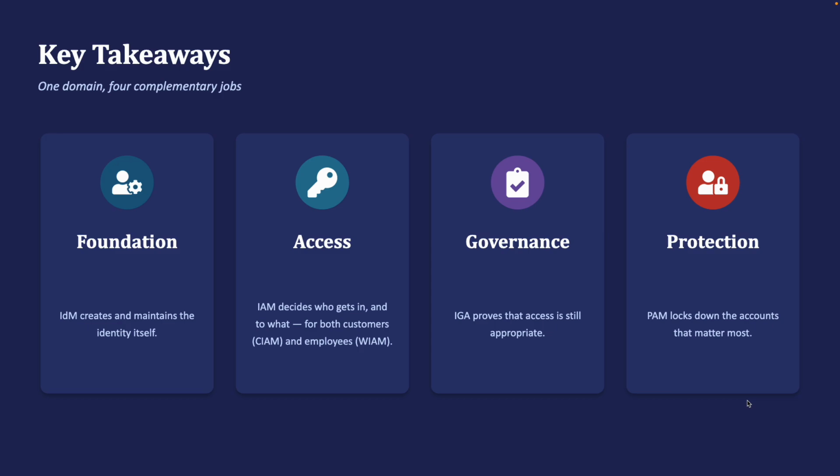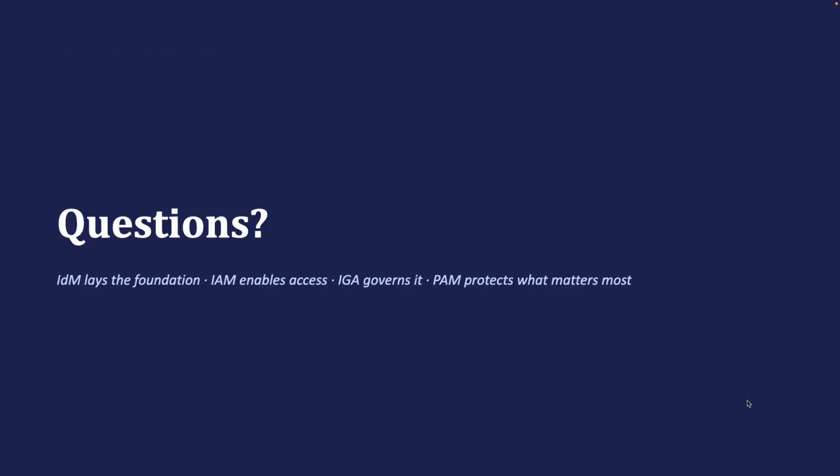Access management is the focus of IAM, with both customers and employees. Governance is basically proving that access is still appropriate, and protection comes into play with PAM, locking down the accounts that matter the most. Basically, that's what it is, and I believe this video has taught you something about the differences between IDM, IAM, IGA, and PAM.